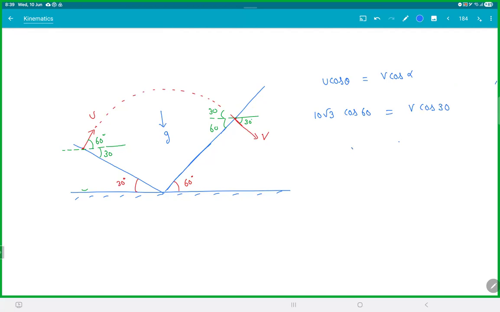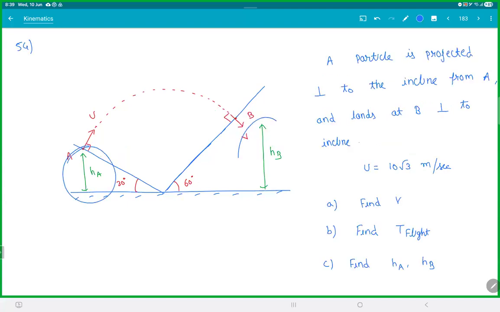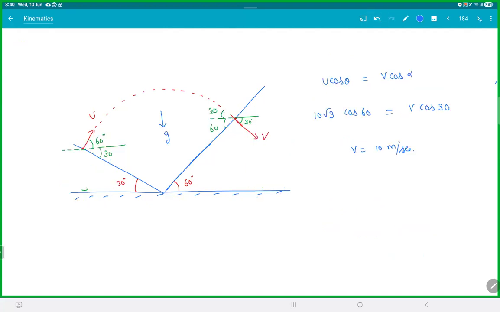So this thing comes out to be v is equal to how much? 10 root 3 by 2. 2 will cancel. Yeah, 10 meter per second. That was the first part. You got the v velocity directly from there. You have to find h1 and h2 separately. Find HA, this height, and HB. Is the first part clear, everyone? So we can just use the horizontal velocity and you can get it from there.